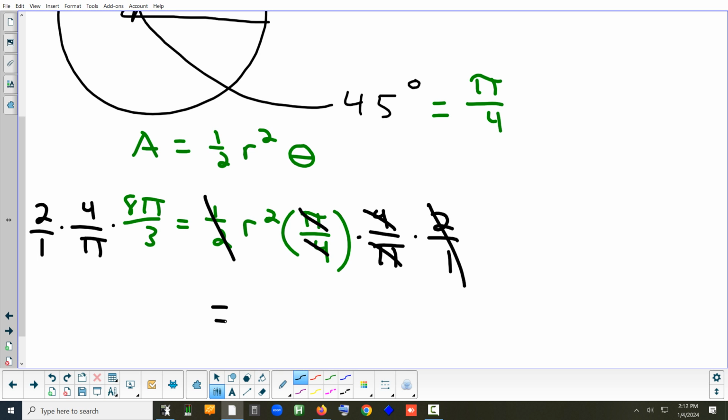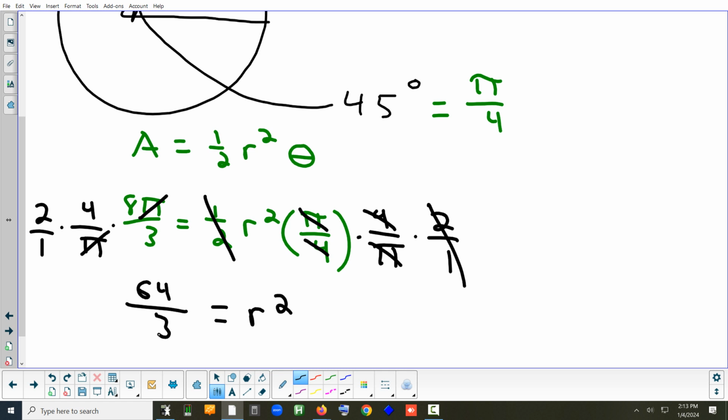What are you left with on the right side now? R squared. Still have r squared. But on the left side, you can reduce anything that cancels out completely. Pi's gone. What's 2 times 4? 8 times 8? 64. So 64 over 1 times 3. 1 times 3? Yeah, 3.